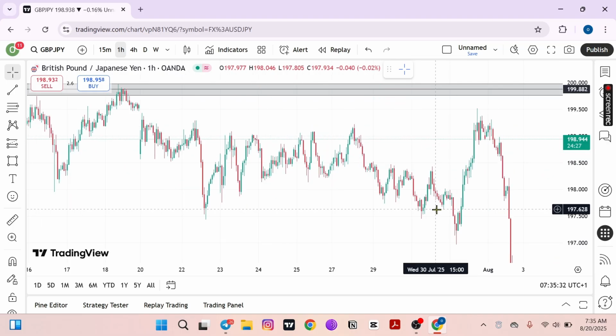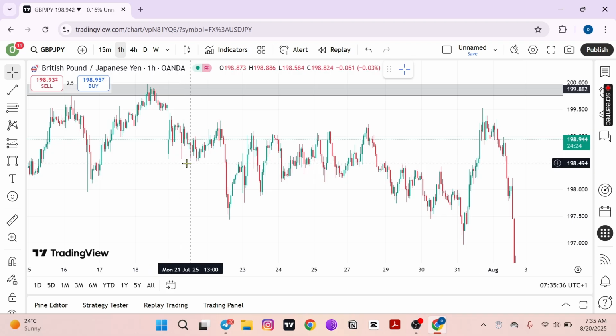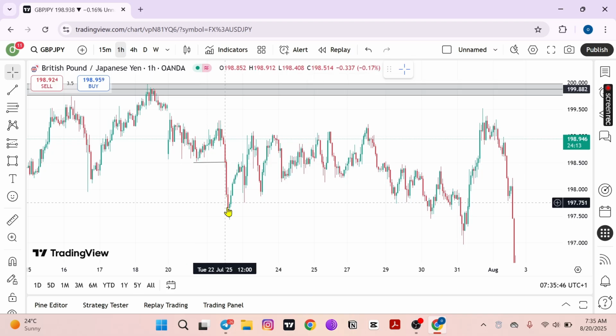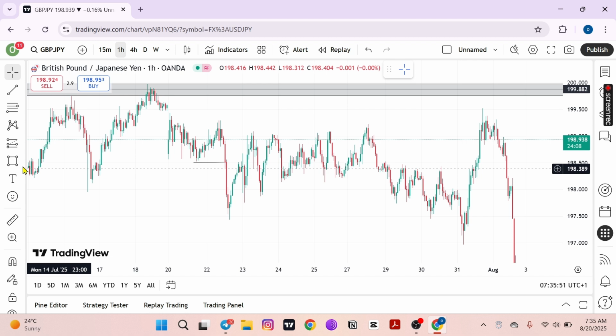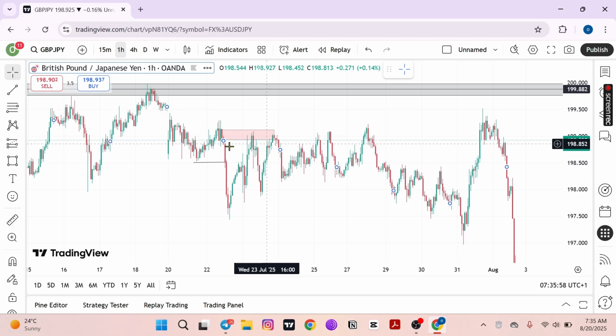Now guys, this particular area, this is an example of a supply zone setup. Now this particular area, as you can see, market has already taken out this particular low. That's signaling to us that the market is about to start going down. Now if you draw your supply zone around this area, as you can see, when market came to that supply zone, it hit it and started going down.